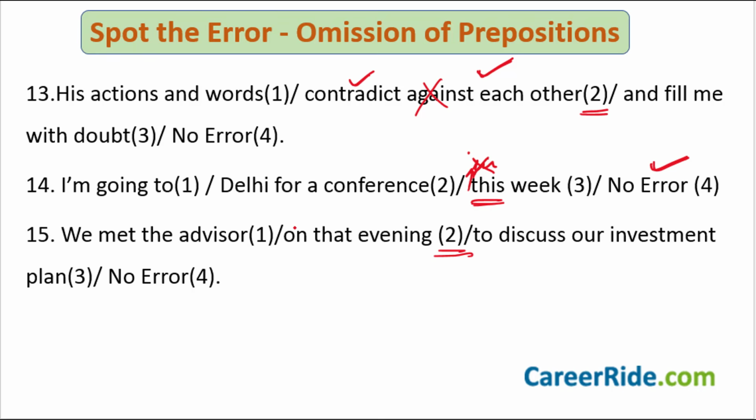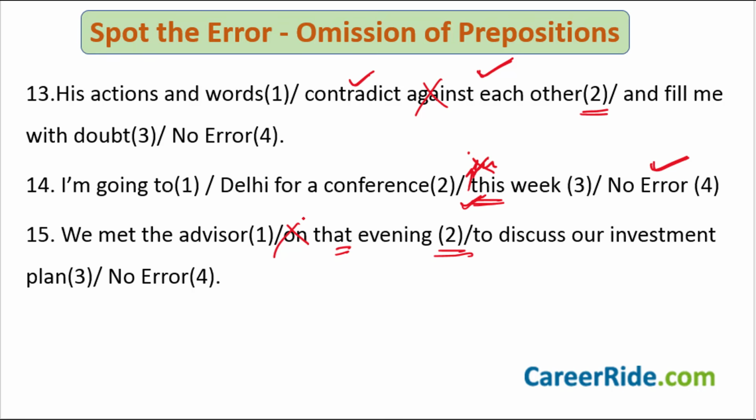We met the advisor. This "on" should not come here. Why? Because like in the previous sentence, we were using this in the sense of time. Here again we are using that in the sense of time. So we met the advisor that evening is what you would say, not on that evening. You would simply say we met the advisor that evening to discuss our investment plan.